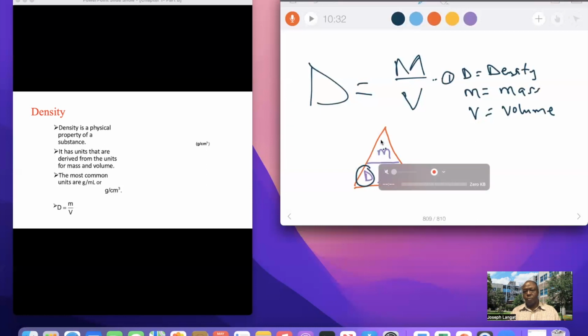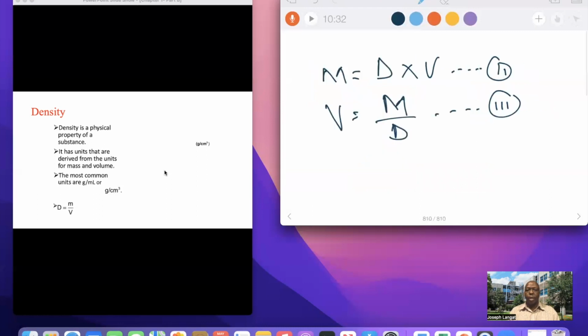If I'm looking for density, that is mass over volume. Density is mass over volume. Mass is density times volume. There are three variables. And please pay attention to the units, okay? Because you may be given the density in grams per ml, but the mass is in kilograms. You need to reconcile the units so that you plug into the equation to get the correct answer.